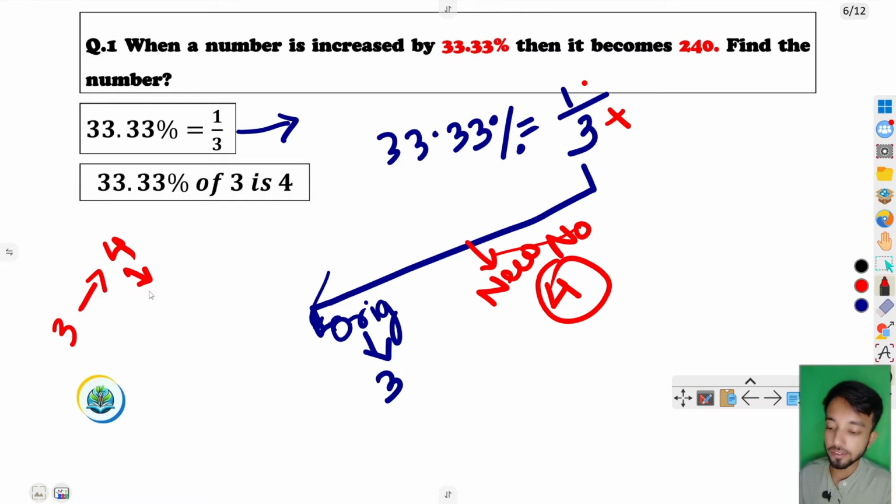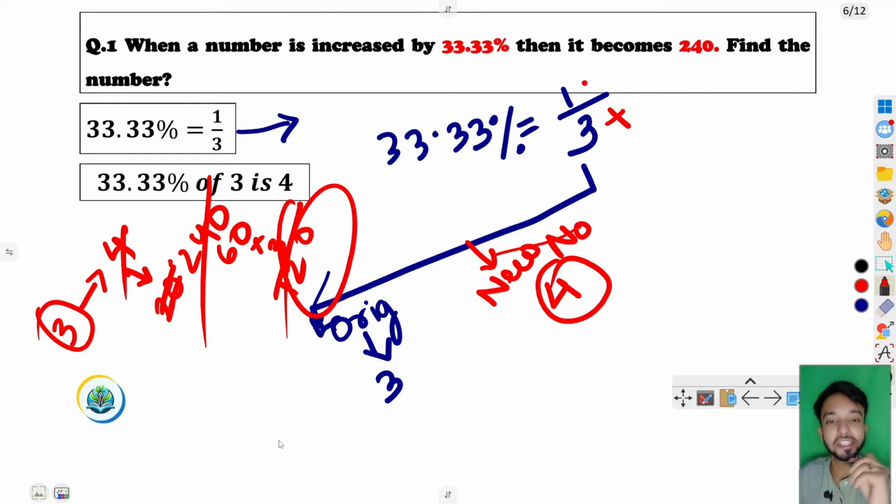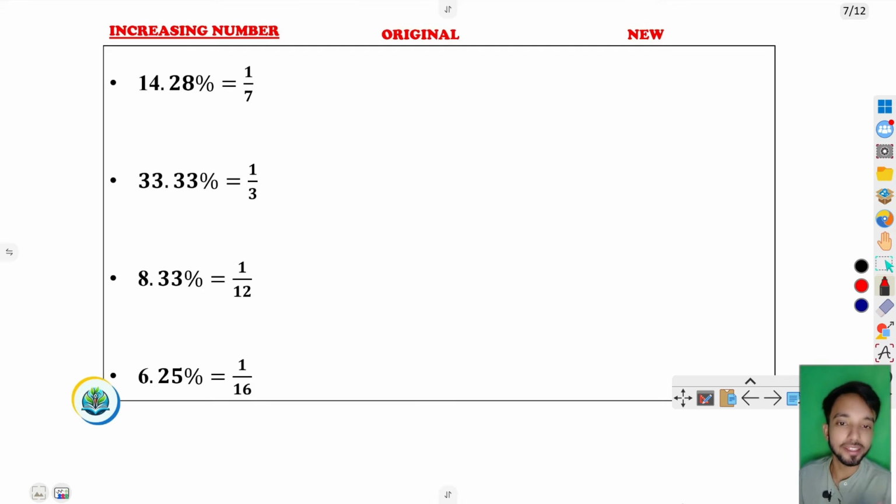According to the question, when it transfers from 3 to 4, its value becomes 240. From 240 we need to find the value of 1. 1 value will be 60, but the original number is 3, so we have to multiply 60 by 3. How much will we get? 120. So 120 is the correct answer. I hope it's clear. Now you can solve any kind of problem of this type. If it's not clear, don't worry. We have some examples to solve that will help you understand more.